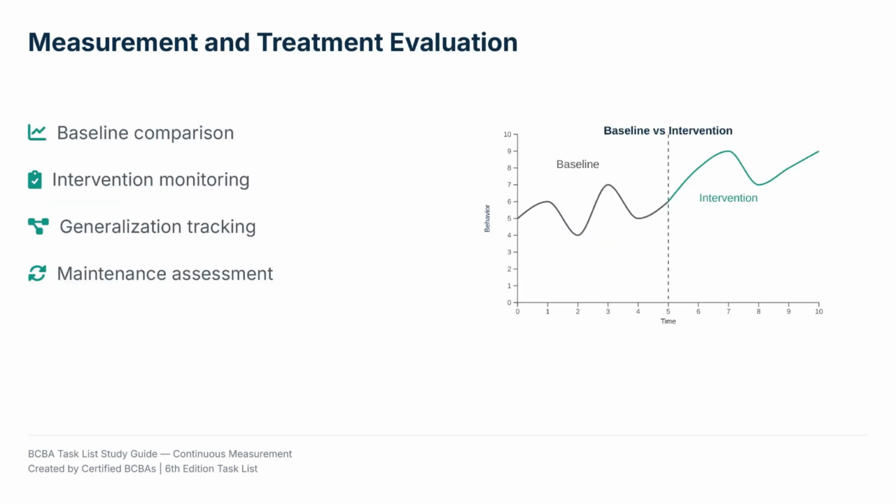Measurement is also essential for evaluating treatment outcomes. Before intervention begins, we collect baseline data to establish the current level of behavior. During intervention, we monitor data to determine whether behavior is changing. After the intervention, we may evaluate generalization, meaning whether the behavior occurs across different environments. We also evaluate maintenance, which refers to whether behavior change persists over time.